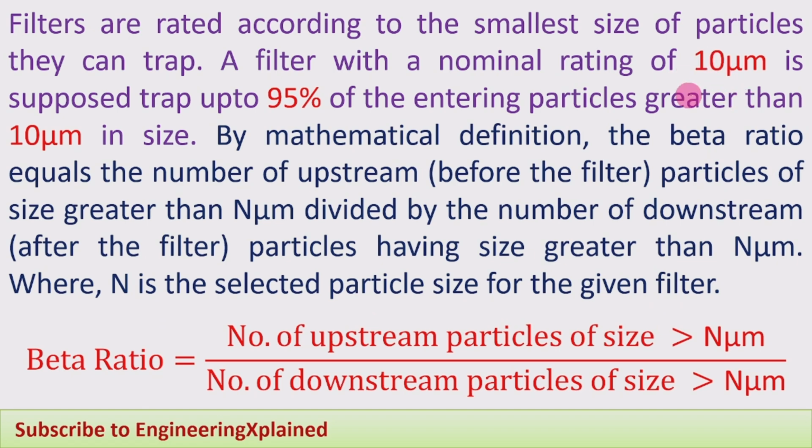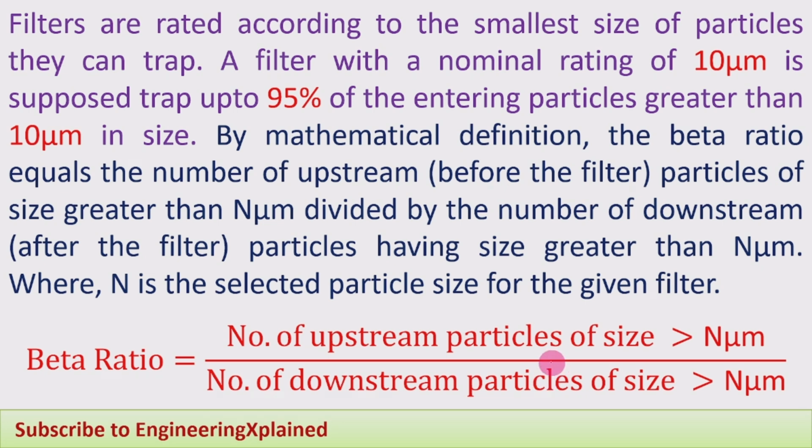Here, the 10 micrometer nominal rating we have taken, that is the n. The 10 is the n here. We take the number of particles greater than that size before the filter, to the number of downstream particles greater than that given size, in terms of micrometers. If you write the beta ratio in the form of a ratio, for example with 10 micrometer, the number of upstream particles greater than 10 micrometer goes in the numerator. In the denominator, the number of downstream particles of size greater than n micrometer. This ratio is what we call the beta ratio.